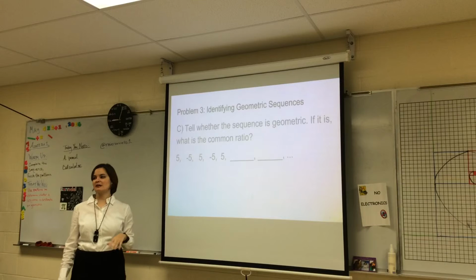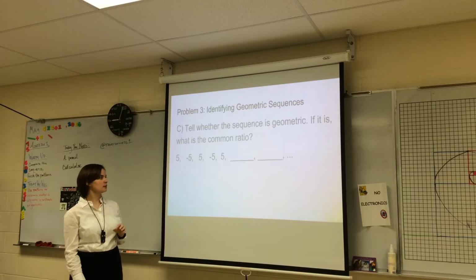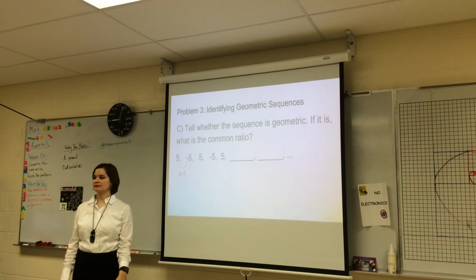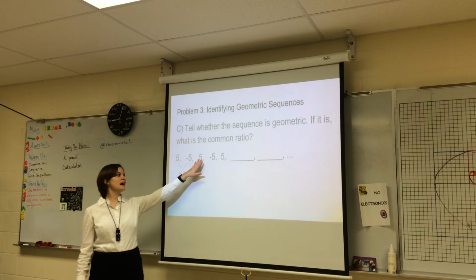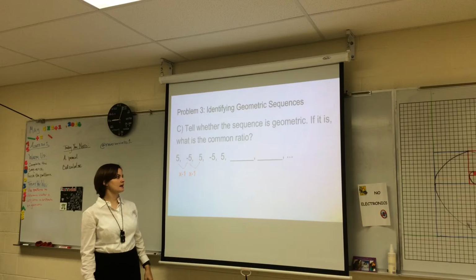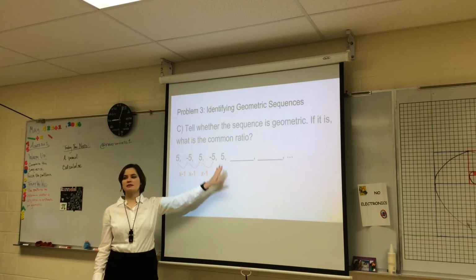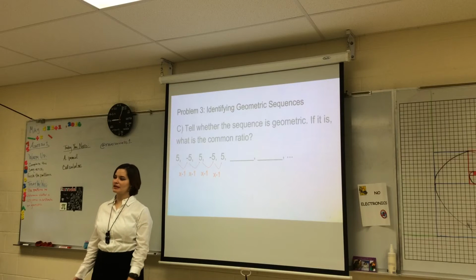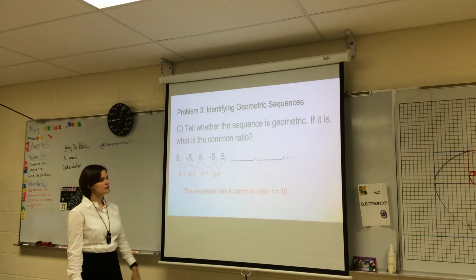5 times what gives me negative 5? Negative 1, right? Negative 5 times what gives me positive 5? Negative 1. 5 times what gives me negative 5? Negative 1. Negative 5 times what gives me positive 5? Negative 1. So it is geometric. What's my common ratio? Negative 1.